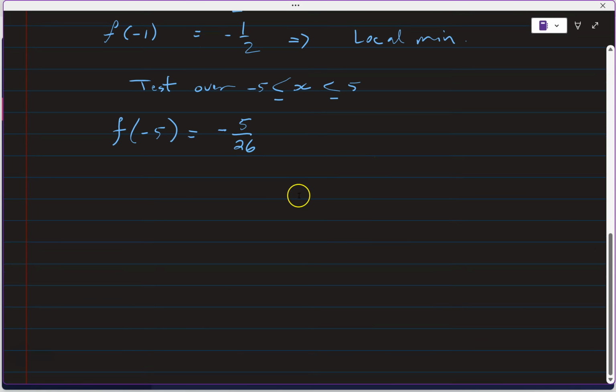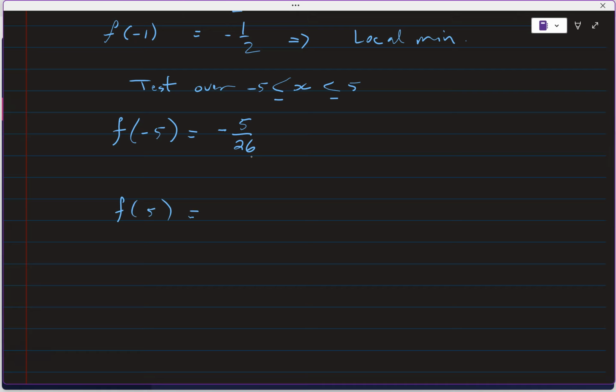So now when you plug in f of -5, you notice that you get -5/26. And then you do the same thing with the function, test the function at 5, the other end part of the interval, and you'll end up getting 5/26. And that means you have a couple of interesting situations.